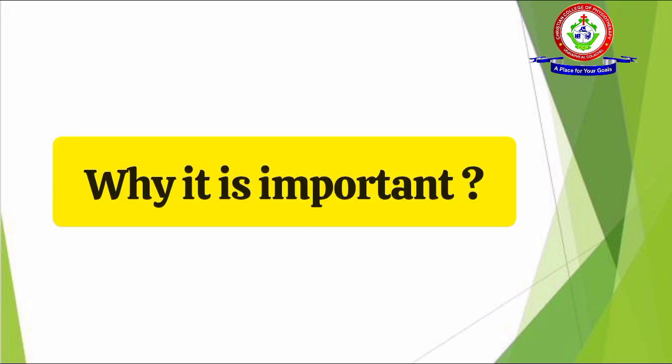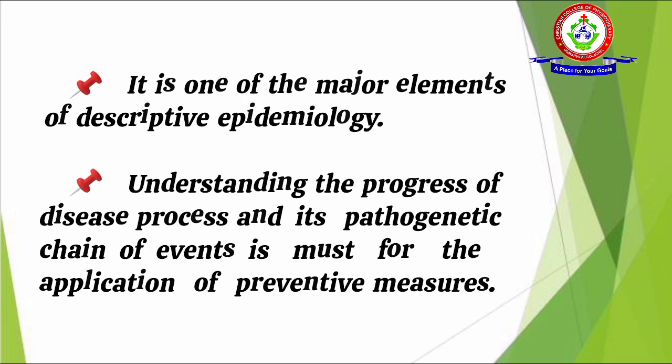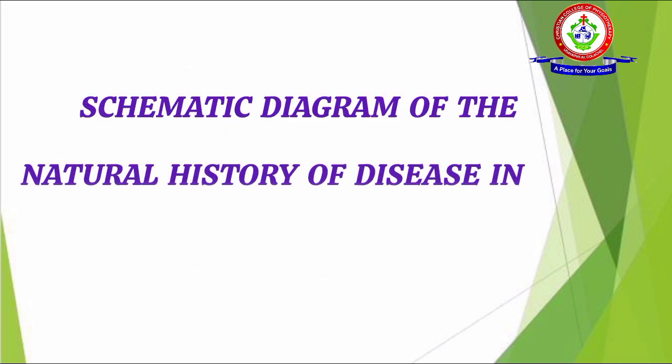I would like to ask a question. Why is it important? It is one of the major elements of descriptive epidemiology. Understanding the progress of the disease process and its pathogenetic chain of events is a must for the application of preventive measures. So if the patient develops a certain disease, we will also be able to know the signs and the duration of it. Okay, let's know about the schematic diagram of the natural history of disease in a patient.